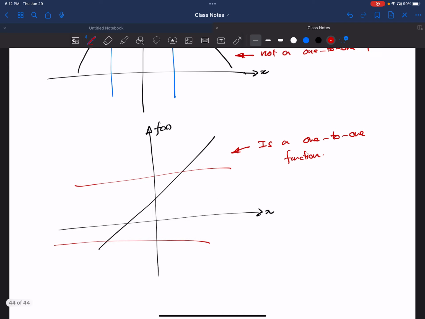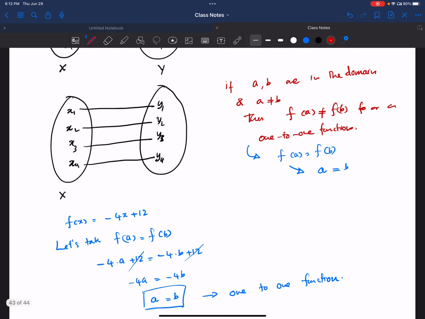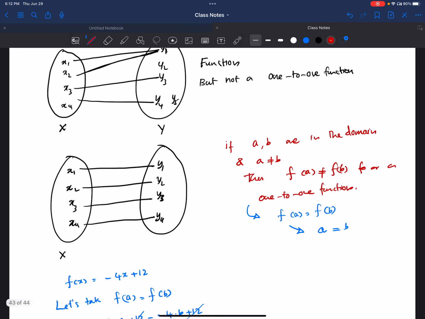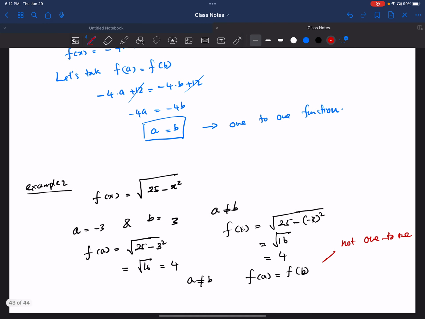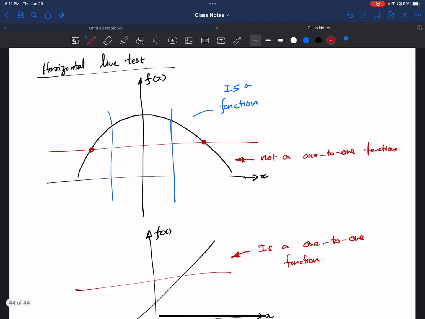So we can use a mathematical way of proving whether it's a one-to-one function or not. In a one-to-one function, each element in the domain has only one element in the range, and each element in the range has only one corresponding element in the domain. A one-to-one function can be identified mathematically by using a small proof, or you can use the horizontal line test to identify them graphically.